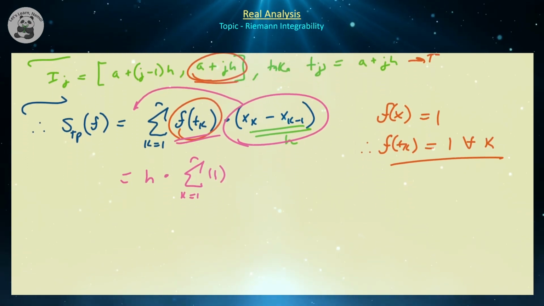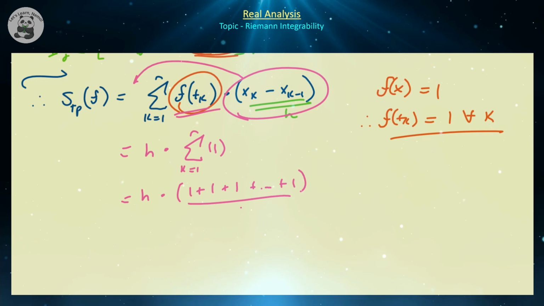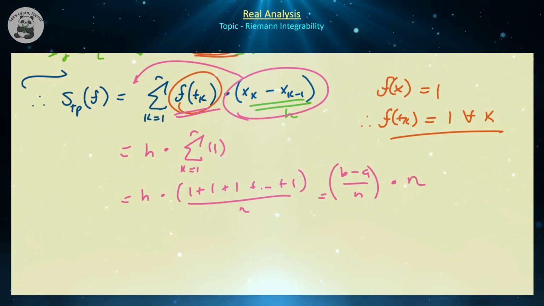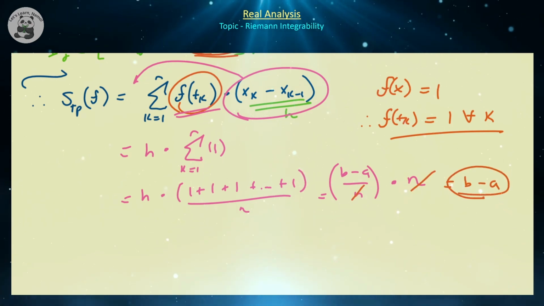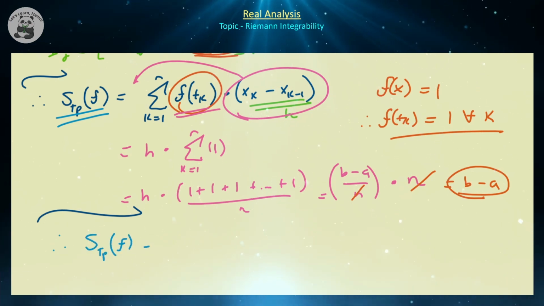So what's the sum of 1 n times? So that's obviously going to be equal to h times 1 plus 1 plus 1 plus 1, and that's obviously n times. So that's just going to be equal to, so h again is b minus a over m, and then 1 plus 1 plus 1 m times is just equal to m, and our m's are going to cancel, and that's just going to give us b minus a, which is our targeted answer, but keep in mind that's actually not what we have here, because that's the Riemann sum. So we have that the Riemann sum is going to be equal to b minus a.